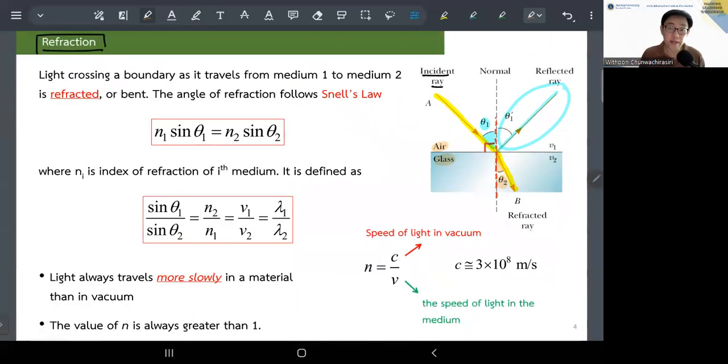So with that, what is the relationship between theta 1 and theta 2? The incident angle and the refracted angle.